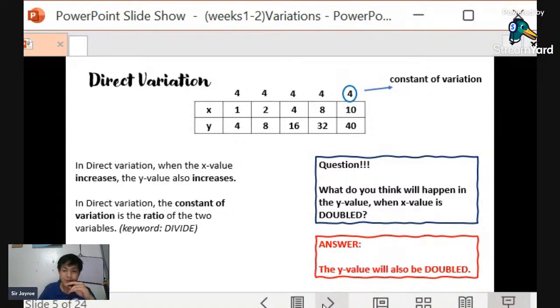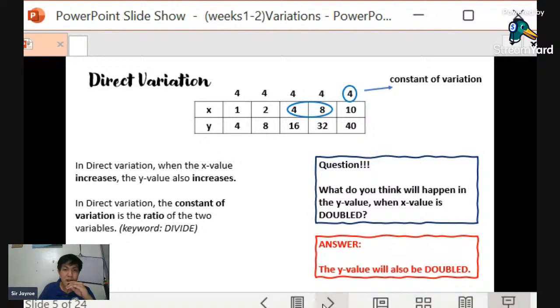Okay? So kapag nag-increase, for example, we are talking about direct variation. Nag-increase ng 15% yung unang variable. So the second variable will also increase 15%. Pag nabawasan, for example, nabawasan ng 30% yung unang variable. So the second variable, mababawasan din ng 30%. So that is direct variation. Okay? So I hope you understand already direct variation. So we're going to proceed to some computation.